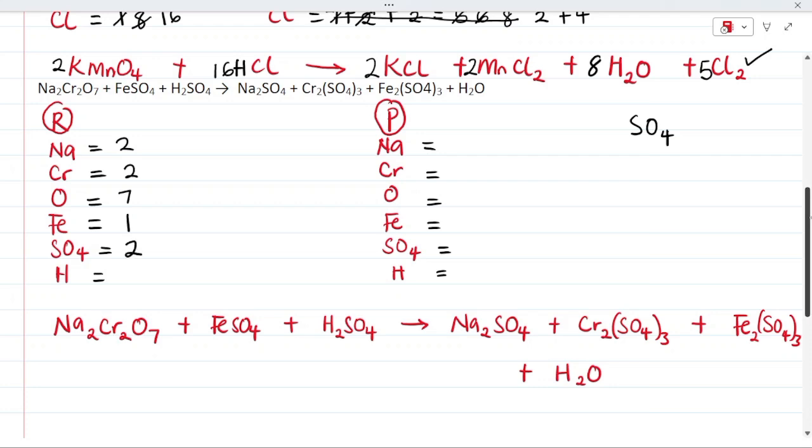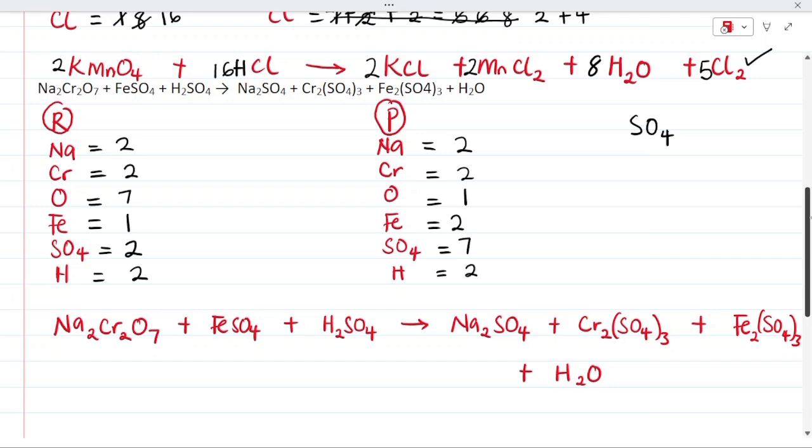Hydrogen is 2. On the product side, sodium is 2, chromium is 2, Cr₂, Na₂. Oxygen is 1, iron is 2, sulfate. Remember, whenever you have a bracket, the number outside the bracket affects everything inside the bracket. So SO4 here is 3, SO4 here is 3, 3 plus 3 is 6, SO4 here is 1, 6 plus 1 is 7. And then we have hydrogen here as 2.